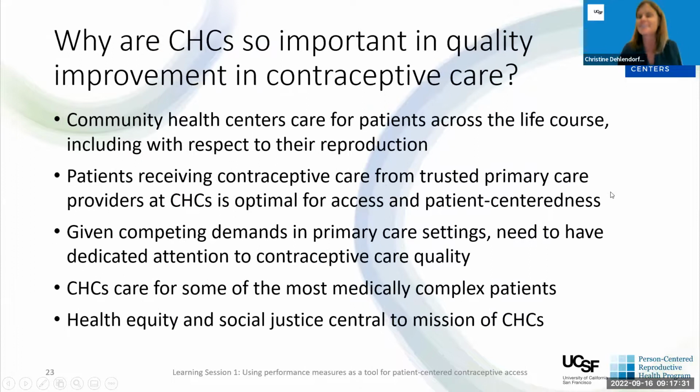So providing care to those people is absolutely critical. And then finally, to tell you something that you all know, health equity and social justice is central to the mission of community health centers. And so meeting people's reproductive health needs, promoting their reproductive autonomy is so consistent with what we do, and we are so well equipped to be in service of our patients in advancing those end goals and in living in accordance with those values.